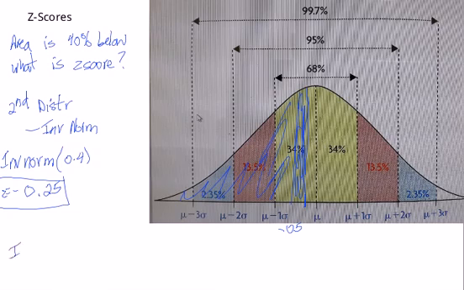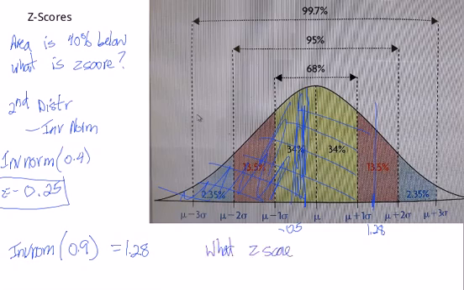So if we put in inverse norm of 0.9, what that's going to do is it'll give us 90% of the graph to the left, which will be pretty high z-score. So we get a z-score of 1.28. So that means right about there. So we have 90% of our graph is below that 1.28 line. Okay, so that's good. But what happens now if I said, what's the z-score to be in the top 10?